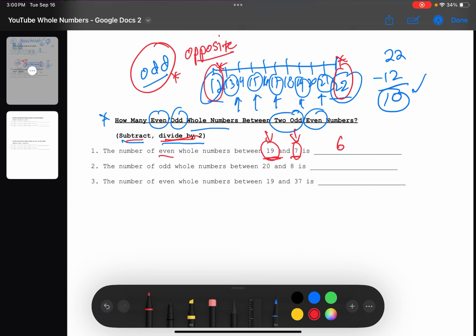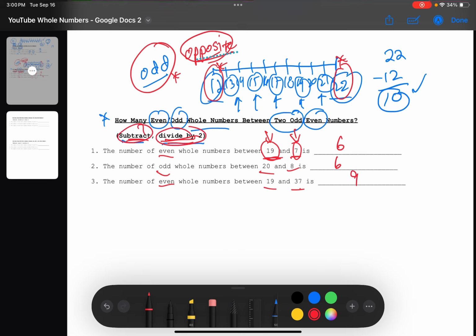So again, we need to ask ourselves, okay, we're asking for odd, and these are even, so they're opposite. So the rule is you subtract and then you divide by 2. So 20 minus 8, that's 12, divided by 2 is 6, okay? Again, here, these are even. So they're asking for how many even, and these are odd, so they're opposites. So we're going to subtract these two. So 37 minus 19 is, what is that, 18? So 18, and now we're going to divide by 2, and that's 9.